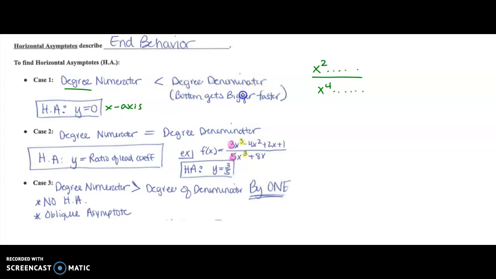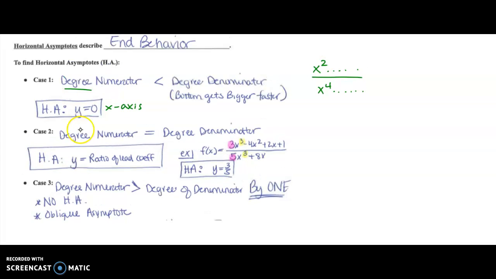The reason for that is the denominator, because it's x to the 4th, a higher exponent. If you're taking a smaller number and dividing by a bigger number, eventually it gets closer and closer to 0. That's why this is y equals 0.